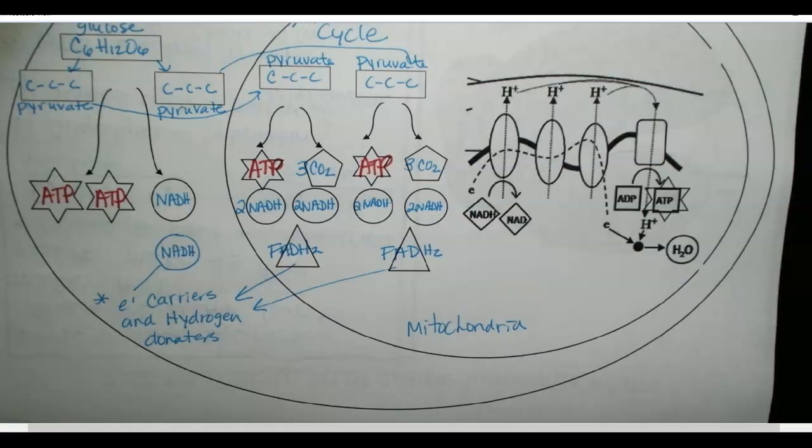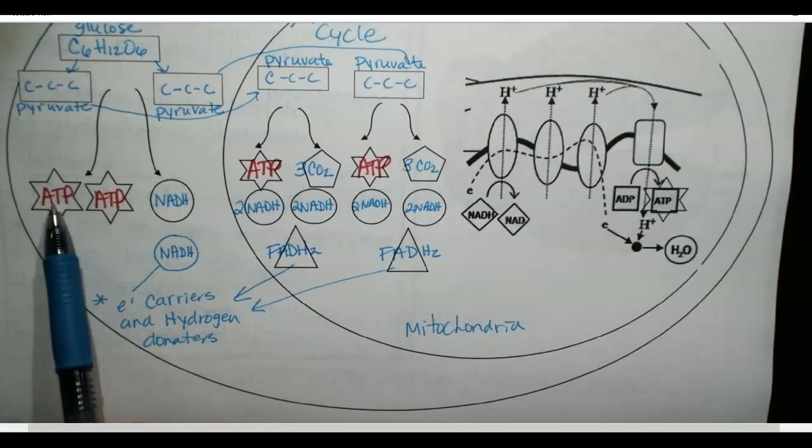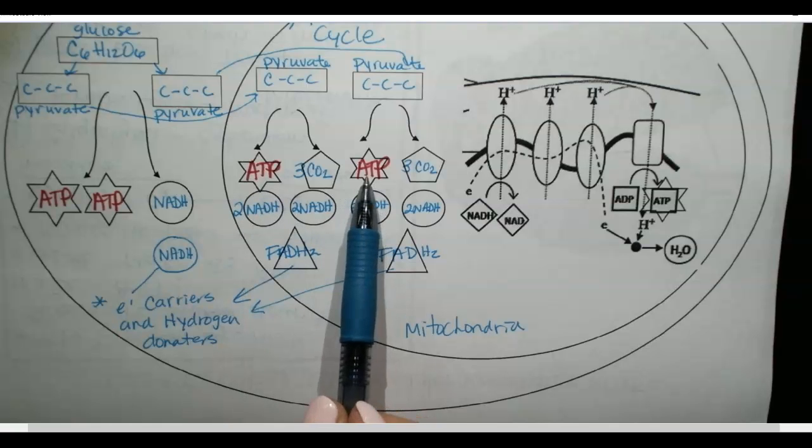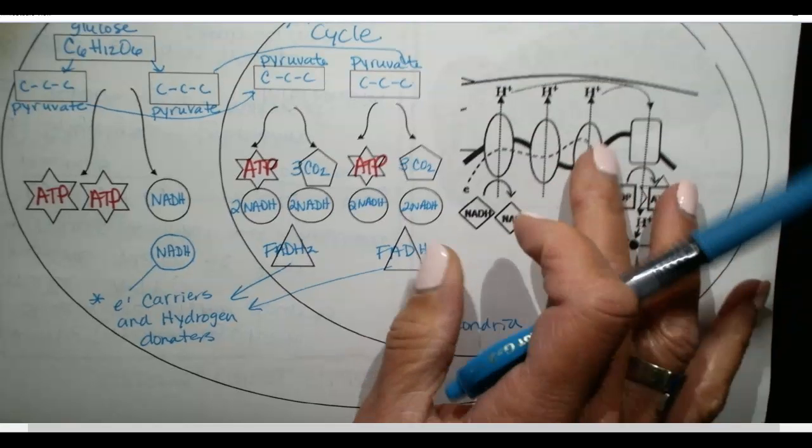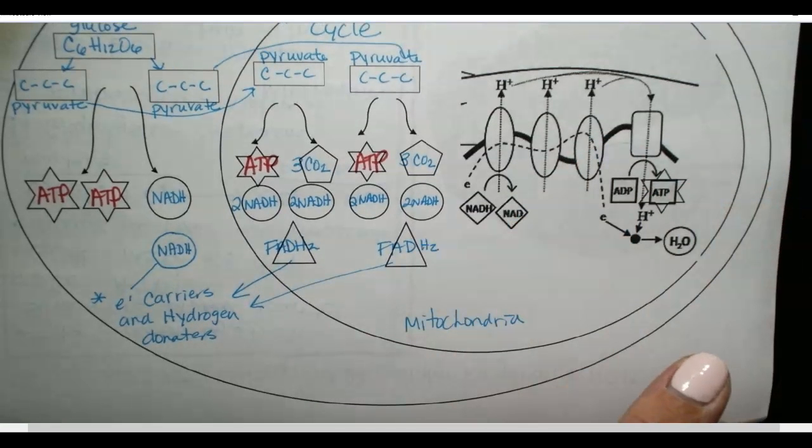So right now, of our 38 ATP, we have 2 made in glycolysis, 2 made in the Krebs cycle. So the rest of them are going to be made in the very last step, which is the electron transport chain, okay? We'll stop right there. We'll finish this tomorrow. If you're not going to be here tomorrow, I will videotape again.